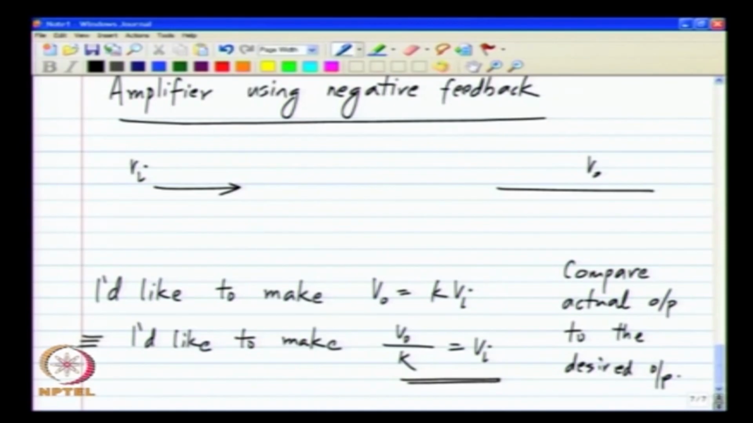Okay. And this comparison I can make, that is, instead of taking the difference V naught minus K Vi, I will take my error to be V naught divided by K minus Vi. Okay. So, this is a comparison I can make, because I have the value of Vi.